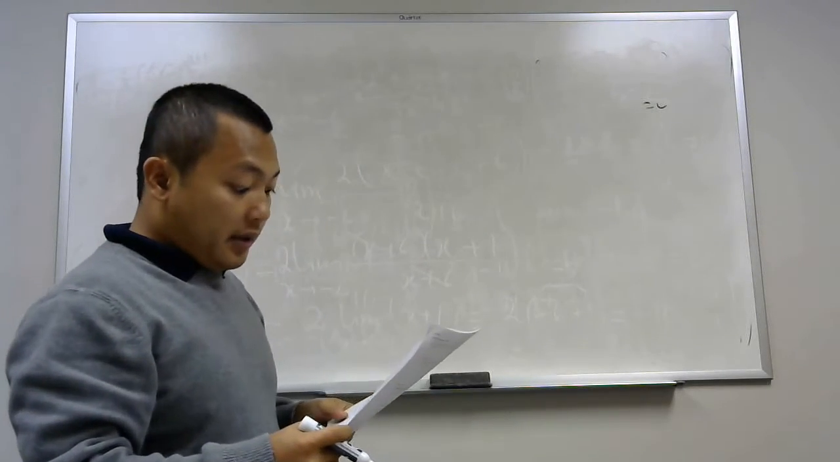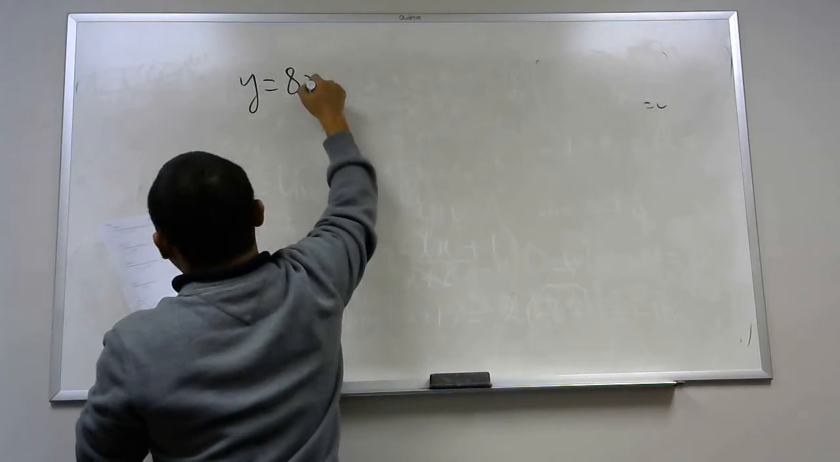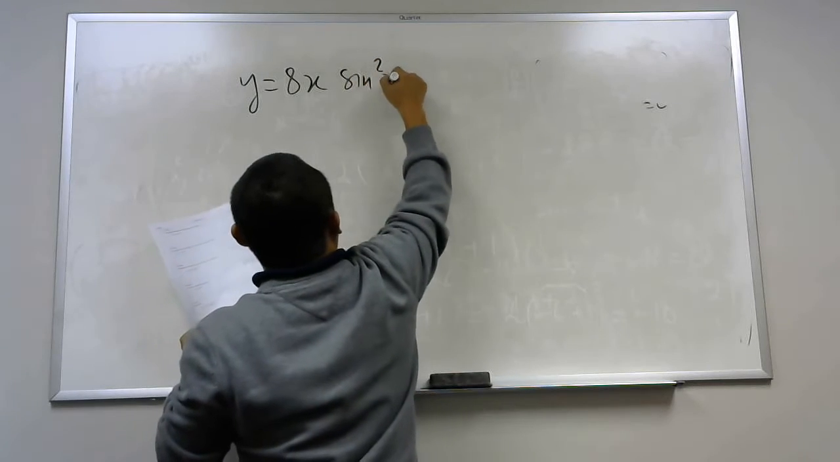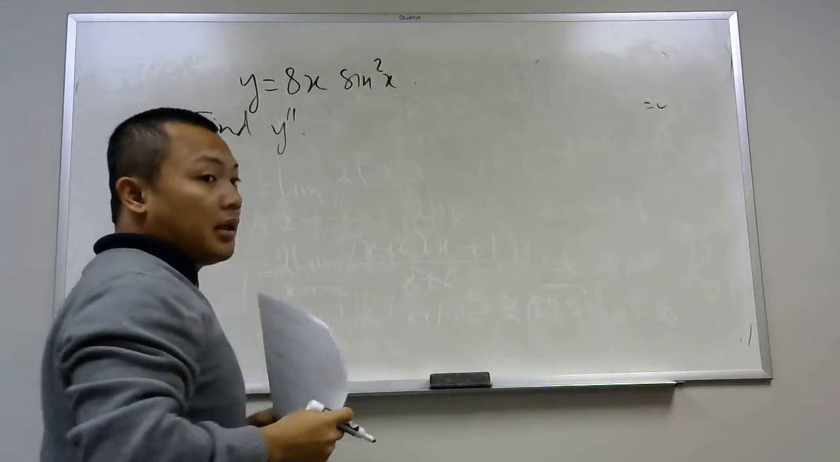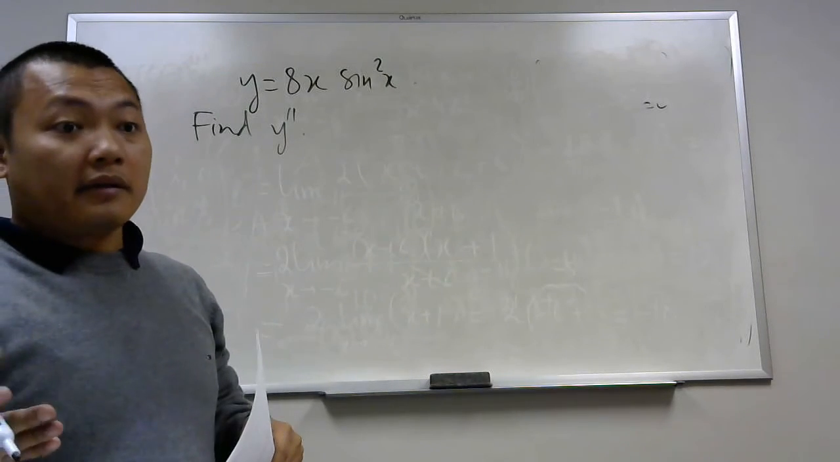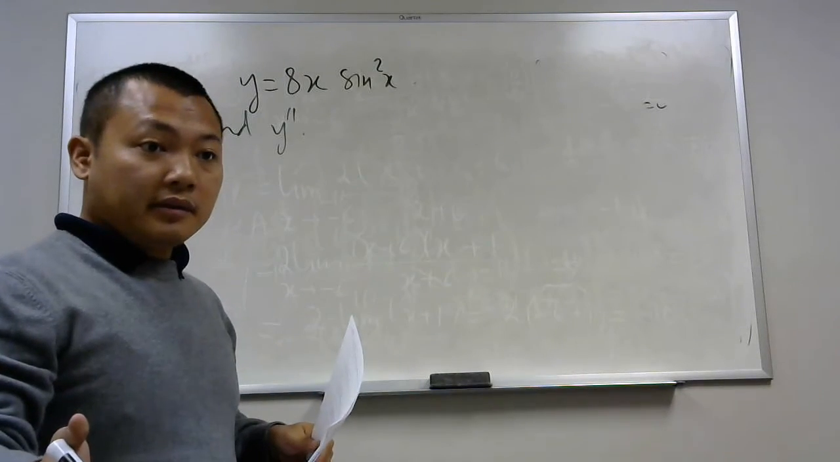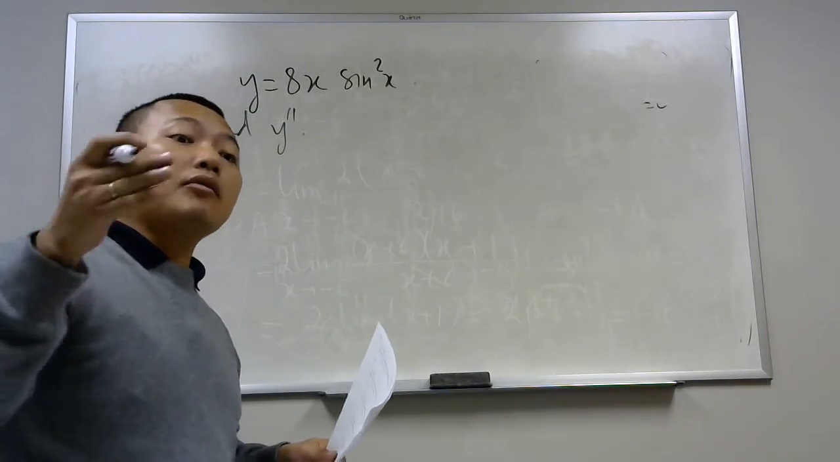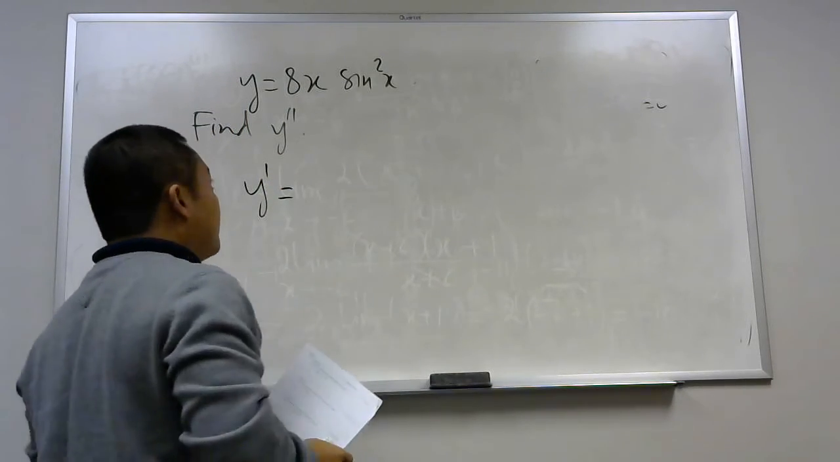Find the second derivative of the function. What is the second derivative? The second derivative is the derivative of the first derivative. So basically, in order to find the second derivative, we need to find the first and take the derivative one more time. Okay, let's do that. Let's find the first derivative.